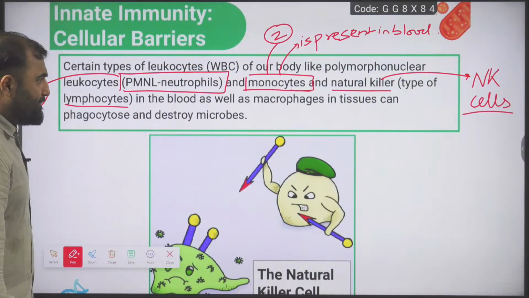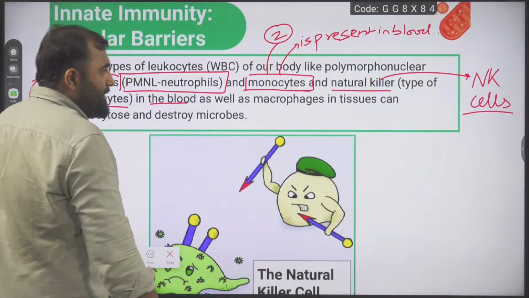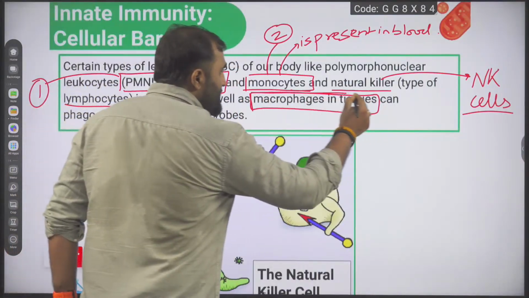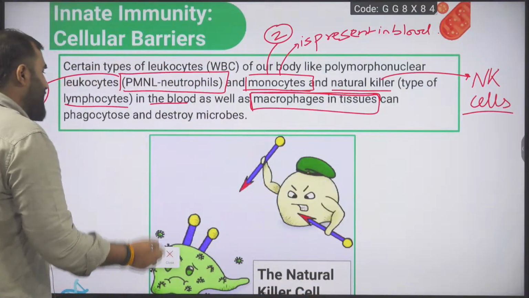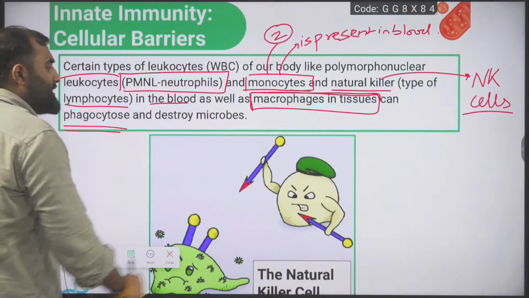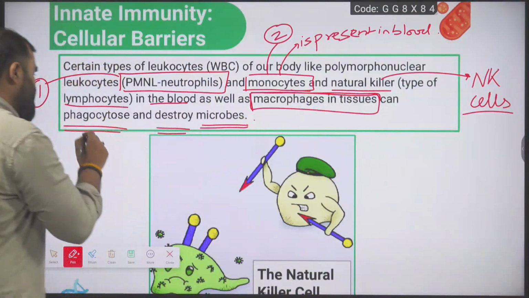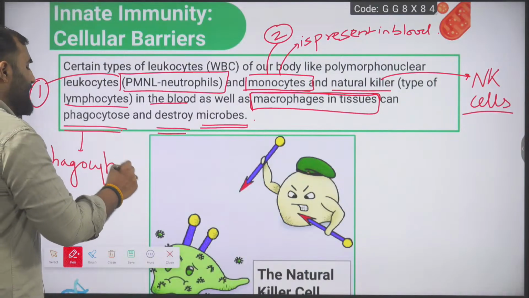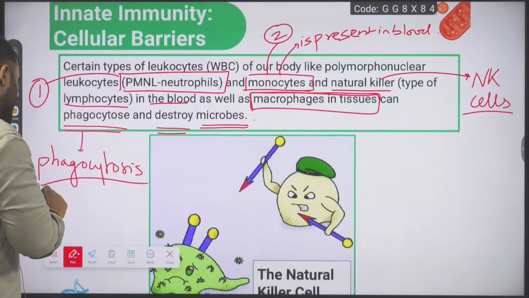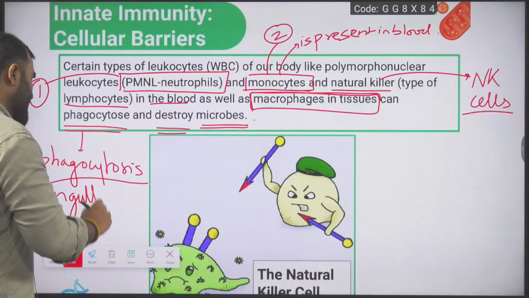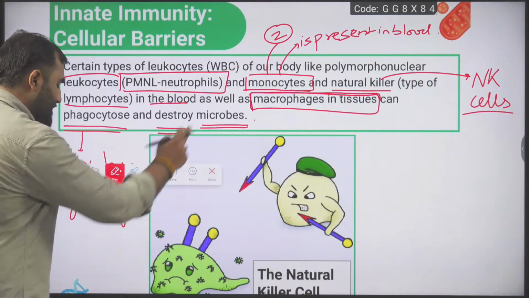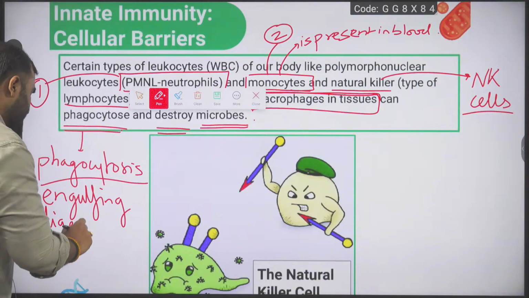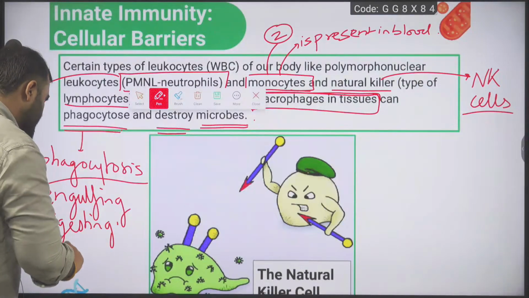Natural killer cells are a type of lymphocyte. They are present in blood, and we have macrophages in tissues. What can they all do? They can do phagocytosis and destroy the microbes. Phagocytosis means engulfing, taking the foreign body inside the cell, and digesting the foreign body, engulfing and digesting the microbes.